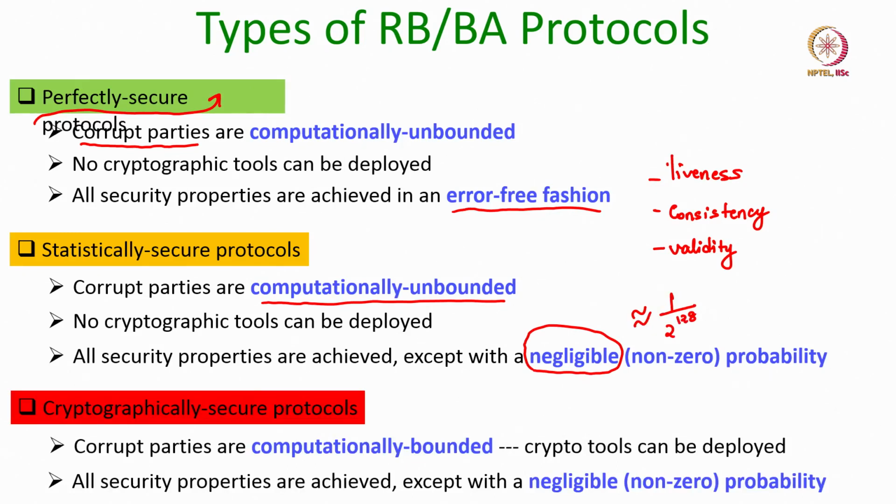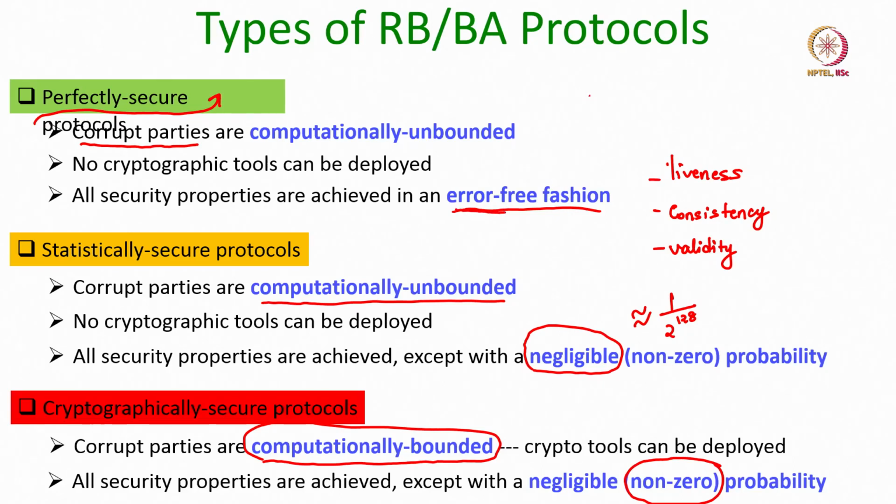And the last category of protocols is the cryptographically secure protocols, where you are allowed to use cryptographic tools, because we make the assumption here that the set of T corrupt parties is under the control of a computationally bounded adversary. That means the adversary can no longer perform an exponential amount of computations. And here also the three security properties should hold with high probability. But there is always a non-zero error probability which is allowed in the protocol outcome. So, you might be wondering why I should go for a statistically secure or cryptographically secure protocol, because security wise, first of all, they are secure against a less powerful adversary, and not only that, they give me security guarantees not 100%, but with high probability.